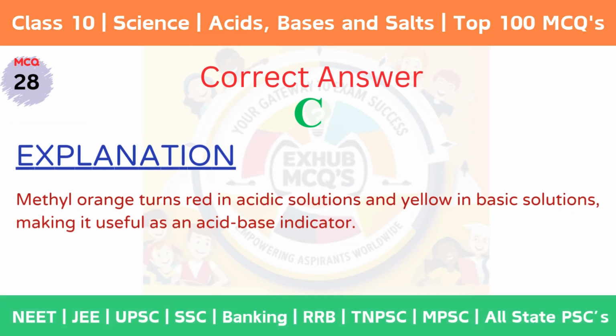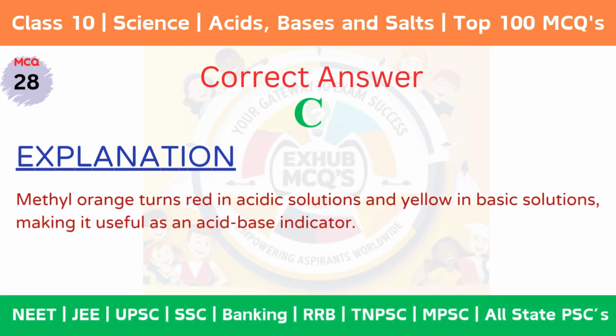The correct answer is option C, red. Explanation. Methyl orange turns red in acidic solutions and yellow in basic solutions. It is commonly used as an indicator in titration experiments.